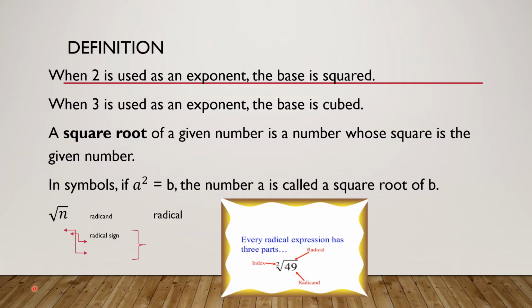Itong lahat na to, we call this radicand. Now this one, ito is the radical sign. Itong nasa loob is the radicand. Ang tawag sa kanilang dalawa ay radicals. Every radical expression has three parts. Sabi ko kanina, ito ay radical sign. Ito ay radicand, number sa loob. Itong 2 na sa taas, ang tawag dyan ay index.